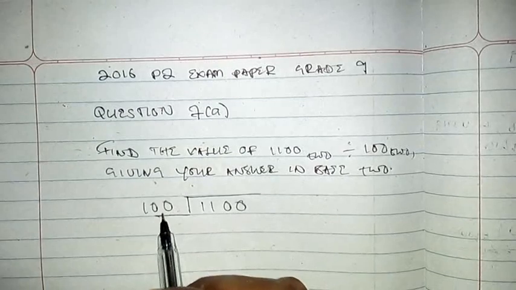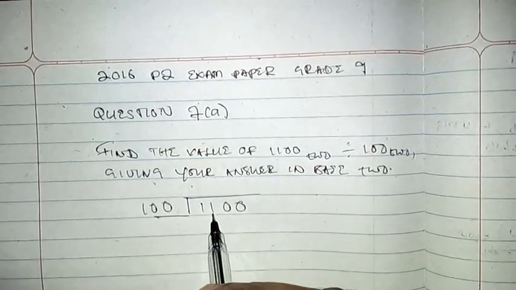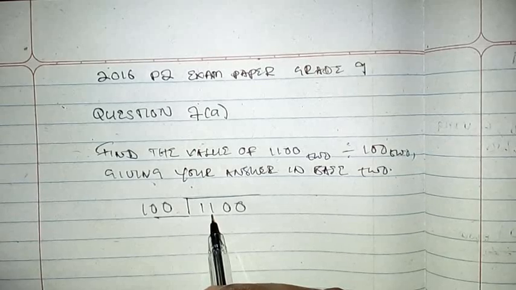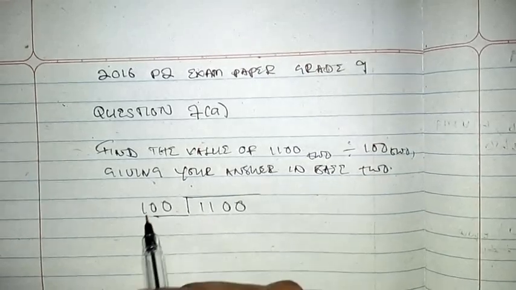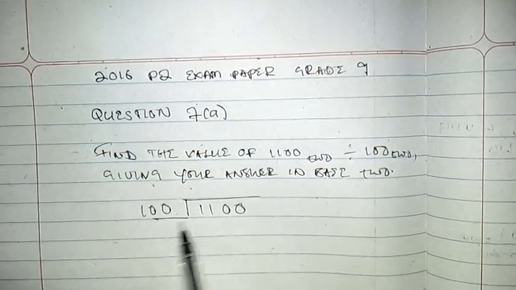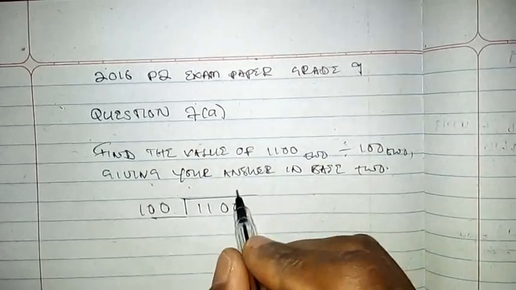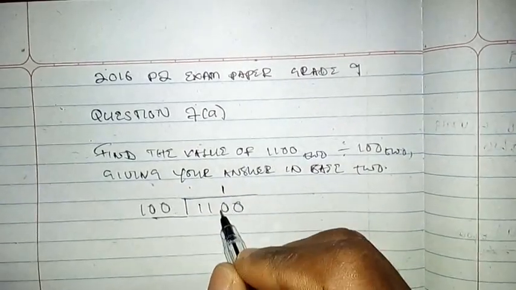So 100 into 1, it cannot go there. 100 into 11, it can also not go in there because this is small. What of 100 into 110? Now this is a big number and this one clearly goes into 110. So we write 1, it goes in there one time.